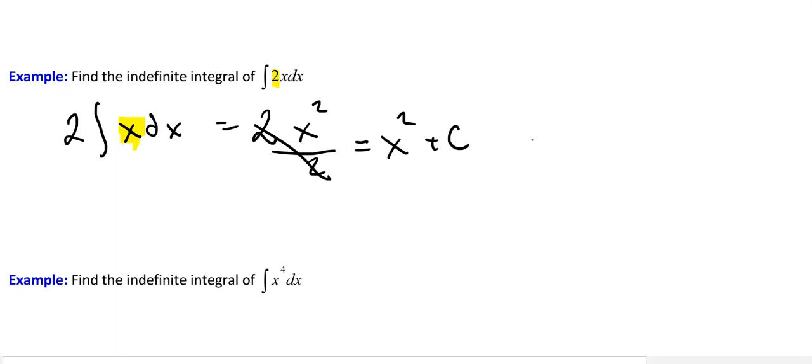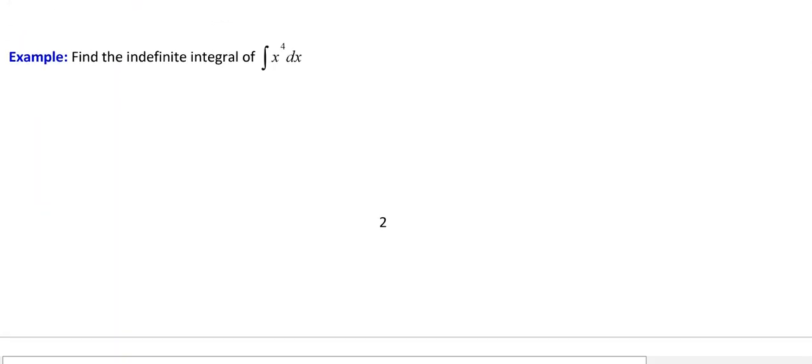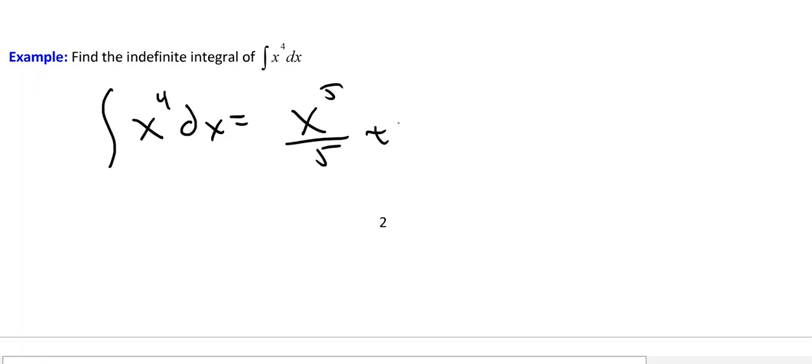So here are some examples we have not done. Find the set of all antiderivatives of x to the 4th. We simply add 1 to the exponent, x to the 5th, divided by 5, plus c. Now, the way that I prefer to write these is 1/5 x to the 5th plus c, but either way is correct.